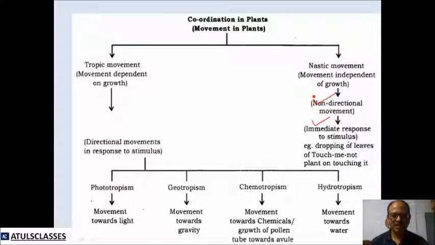The movement is seen, but some movements are very peculiar and they are dependent on growth. In absence of these stimulus, they do not grow. So we can categorize all these into four: phototropism, movement towards light; geotropism, movement towards gravity; chemotropism, towards chemicals; and hydrotropism, towards water.